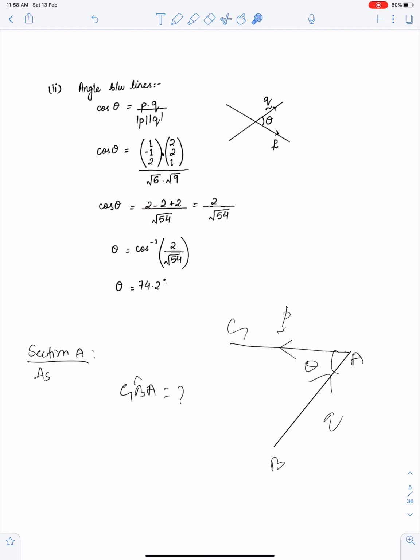P dot Q. And you all know how to use this formula. Just take the dot product of these two vectors. Their magnitudes are here. And then take cos inverse. You can leave this thing. This is not part of this question.